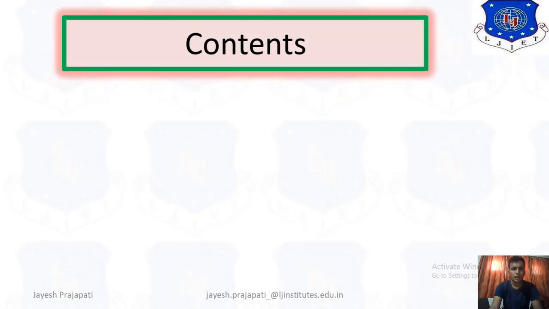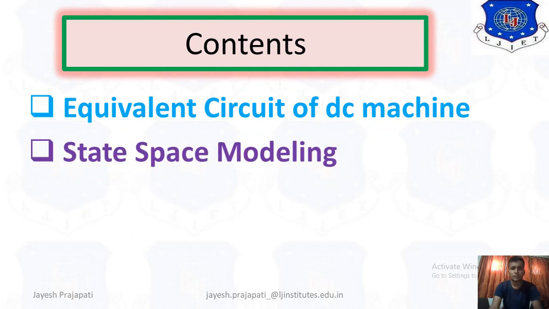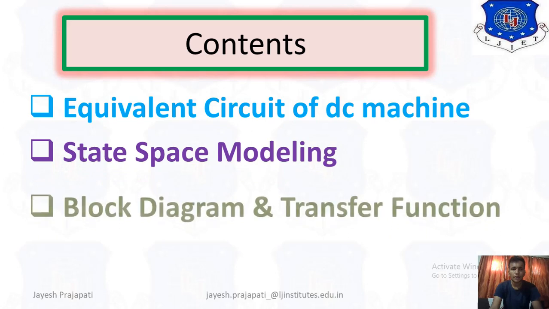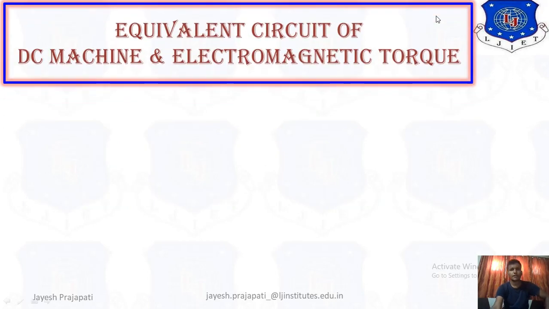Now, in this video, we are going to discuss the equivalent circuit of DC machine, state space modeling, and block diagram and transfer function of DC machine. Let us discuss each topic one by one. First, the equivalent circuit of DC machine and electromagnetic torque.